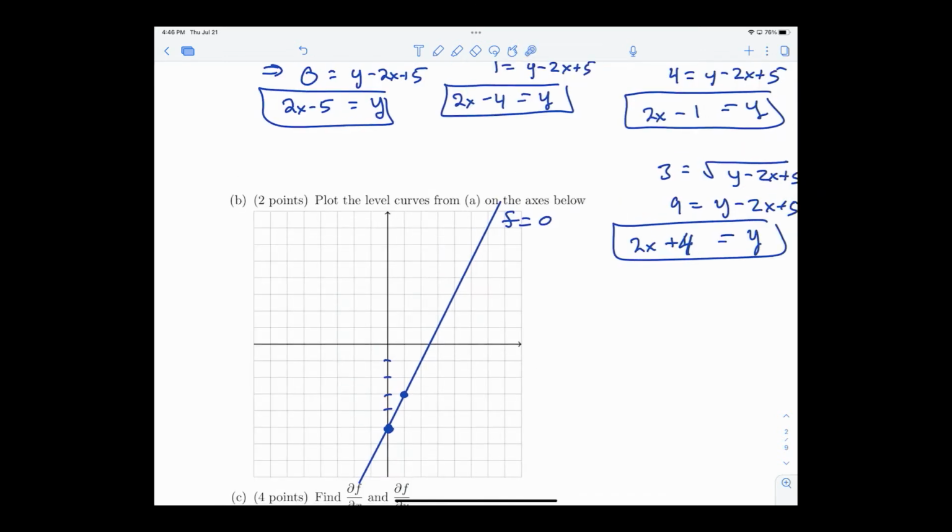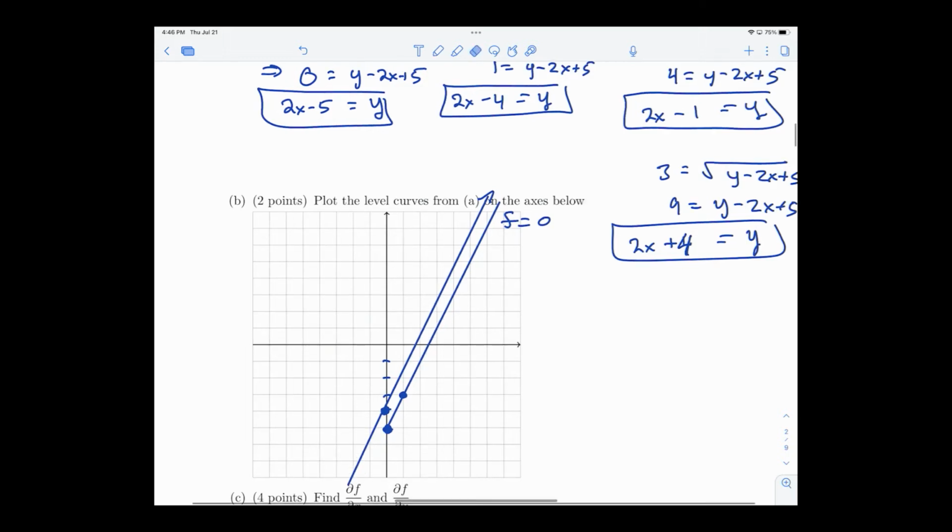Then you have the next one here, y equals 2x minus 4. Okay, that's easy. That's the one line up, 1 unit up, I should say. This one's not really in the correct place here. Okay, good enough. So this is the f equals 1 line.